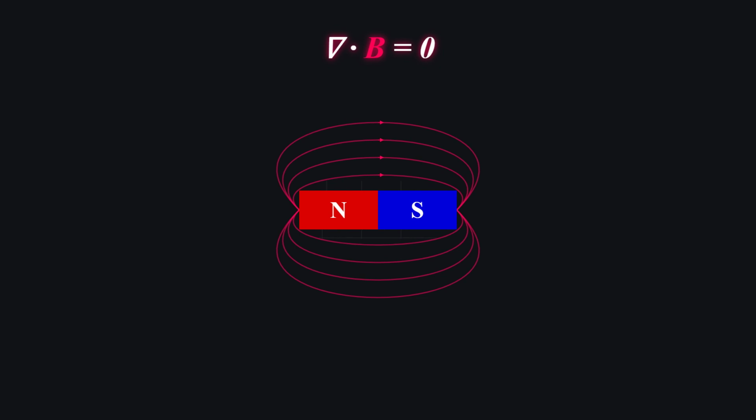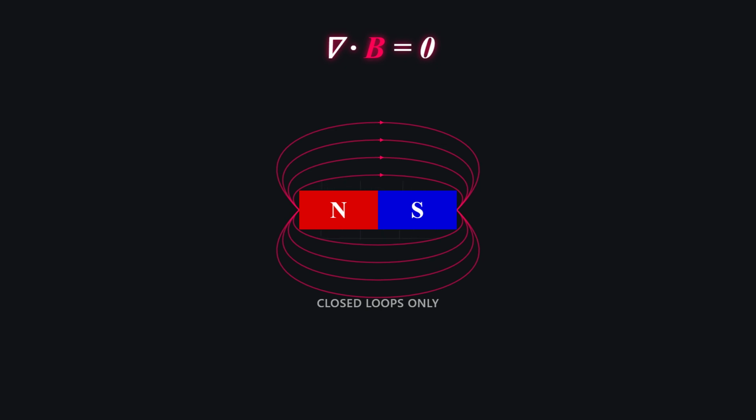This physical constraint implies that magnetic field lines are continuous loops. They possess no starting points and no ending points. Consequently, the divergence of the magnetic field, B, is zero everywhere in space. This law confirms the non-existence of isolated magnetic charges, known as magnetic monopoles. All magnetic sources must exist as dipoles, whether generated by permanent magnets or by current loops.